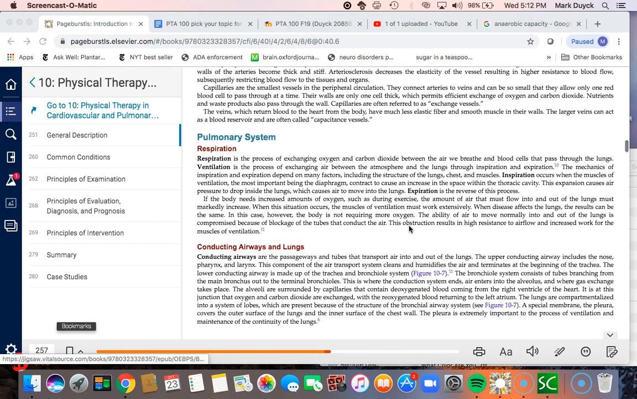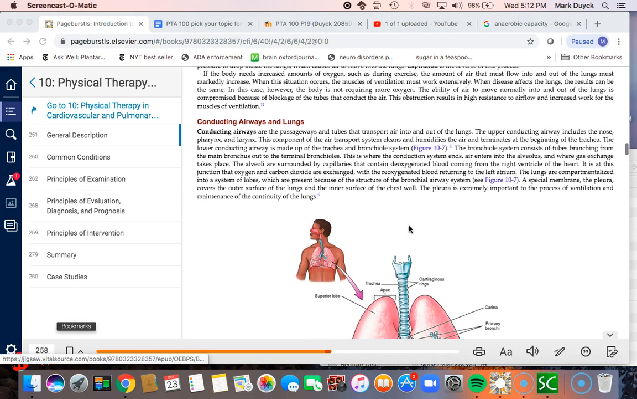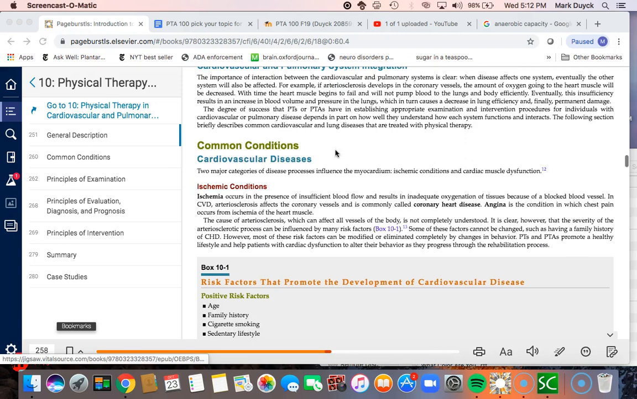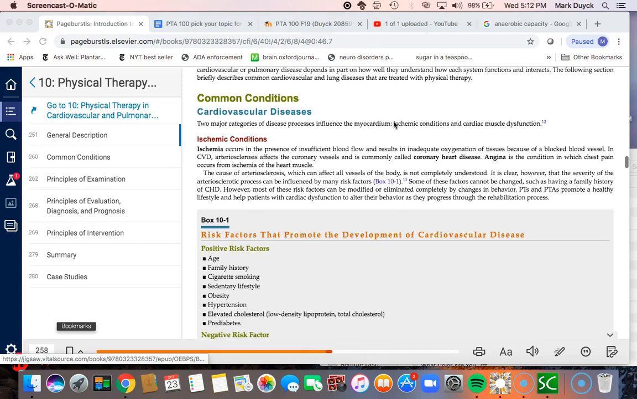Know the definition of respiration and ventilation, inspiration and expiration. That's important. And how air is received into the lungs, and how air is moved out of the lungs. You need to know the upper airway system, as well as the lower conducting airway system of the trachea and the bronchial system, and those tubes that are part of the bronchial system. As far as common diseases, certainly know the importance. It talks about how important it is for the PTs and PTAs to know about these two systems.